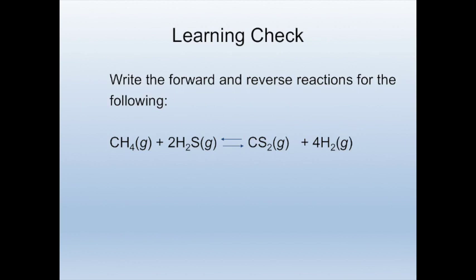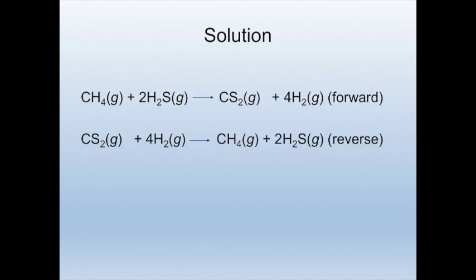So, quick study check here. Write the forward and reverse reactions for the following. You have methane gas plus hydrogen sulfide gas yields carbon disulfide gas and hydrogen gas. So the forward reaction is just the same: methane plus hydrogen sulfide yields carbon disulfide and hydrogen gas. The reverse is carbon disulfide plus hydrogen gas yields methane and hydrogen sulfide gas.